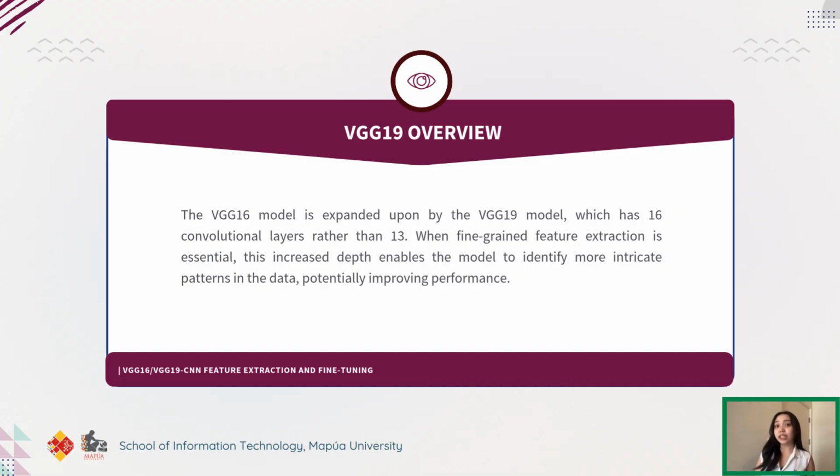Like VGG16, VGG19 uses the same 3 by 3 filters and 2 by 2 max pooling throughout. The added depth provides a finer layer of detail in the features it extracts, making it suitable for tasks that require deep feature hierarchies, such as medical imaging or object localization.